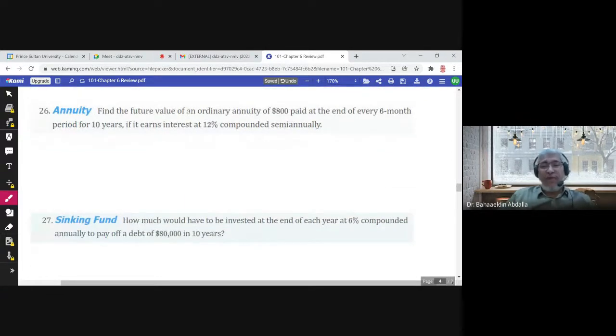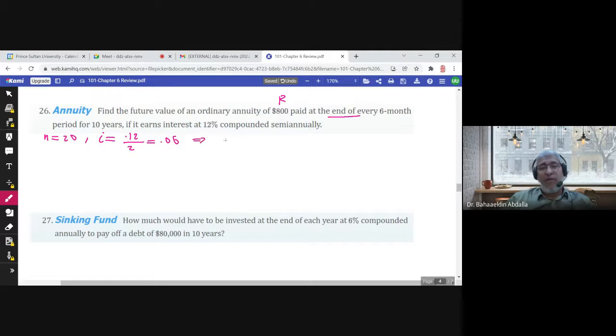Find the future value of an annuity of 800. So this is R, paid at the end. So this is an ordinary annuity every 6 months, that's twice a year for 10 years. So N is 2 times 10, 20. And the interest per period is 0.12 semi-annually, so over 2. So it is 0.06. And we need to find the future value.